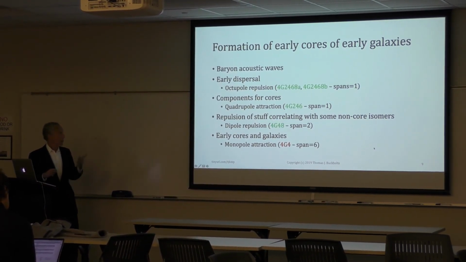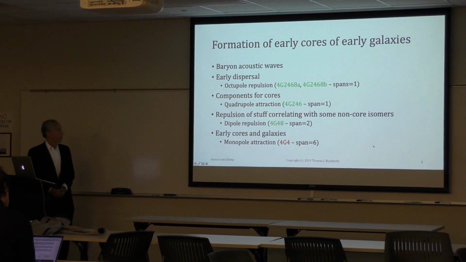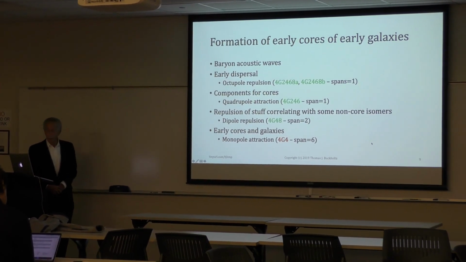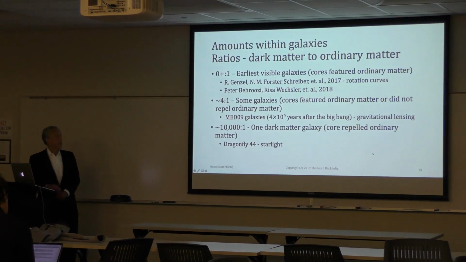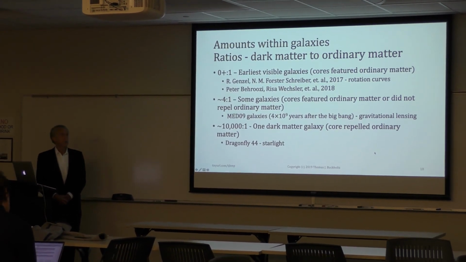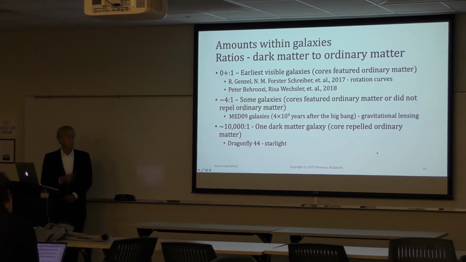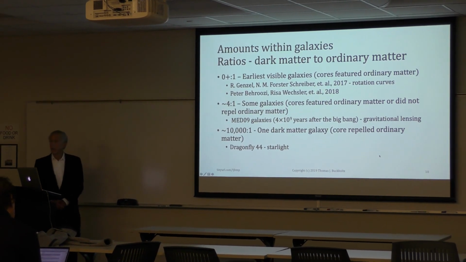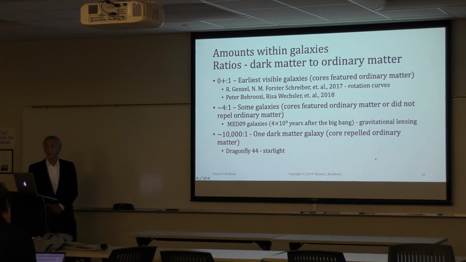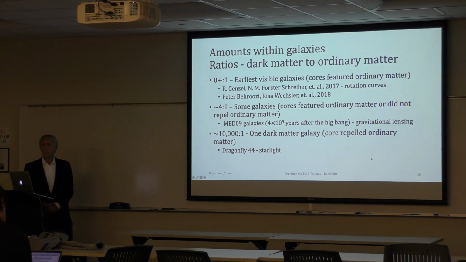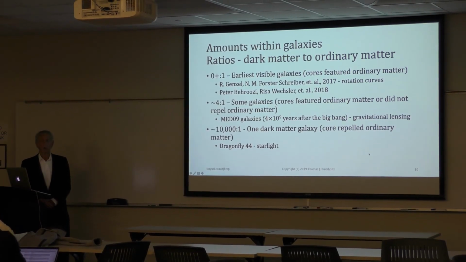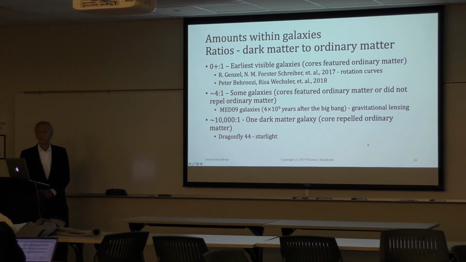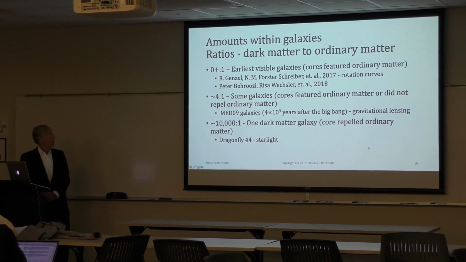That's very important. That's a repulsive force. And then eventually you get early cores and galaxies based on monopole gravity. So with this, we can explain ratios. There are 2 sets of papers that indicate that the earliest galaxies that we see are essentially all ordinary matter. And so this would be an ordinary matter clump that has yet to accumulate dark matter, but it might.